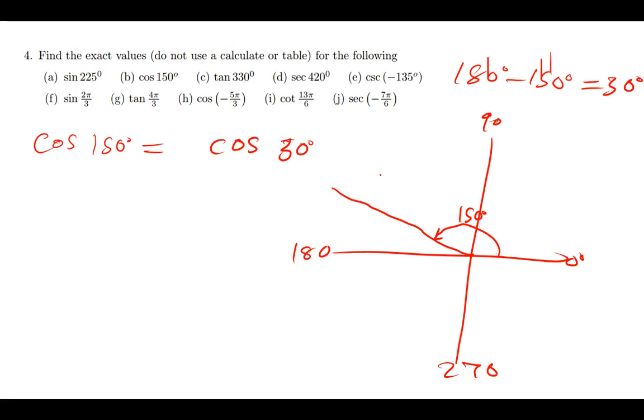And then we know that in the second quadrant, only sine theta is positive. But in this case, we have cos, meaning cos in the second quadrant is negative. So the answer will be negative cos 30, which according to the table of special angles is simply negative root of 3 over 2. So this is how simple these angles are.